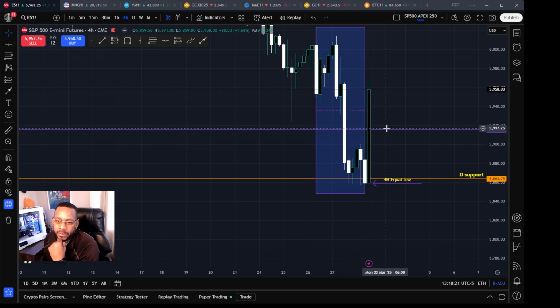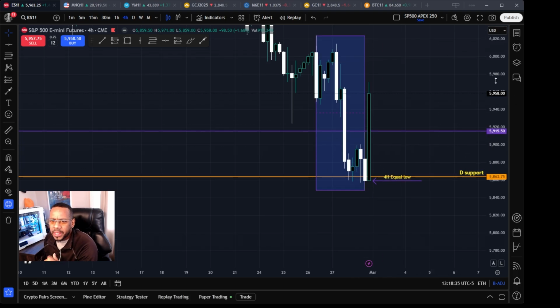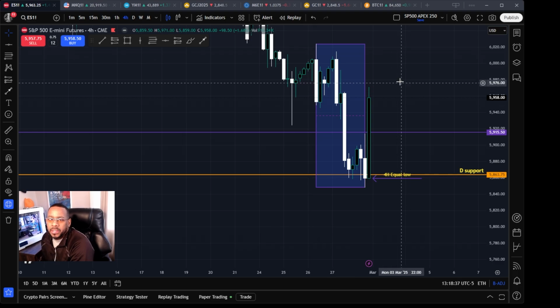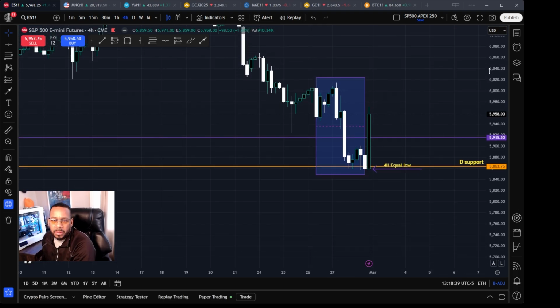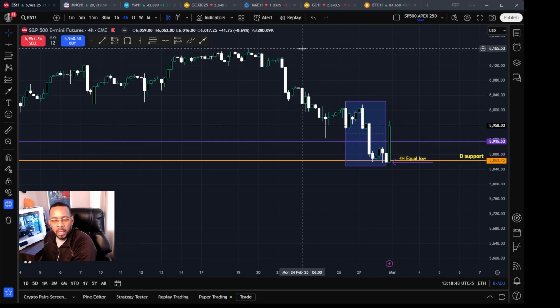Definitely looking to come back and clean up this imbalance before continuing up. Again, I would like to see price come to the top of this candle right here, the previous 4 hour candle, and then continue up, break the structure, and clean up this imbalance up here, and break the high of S&P.